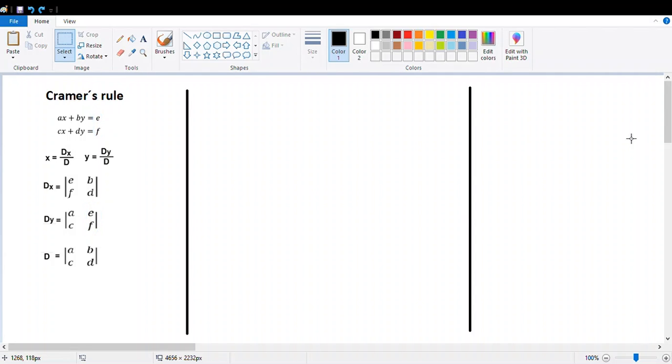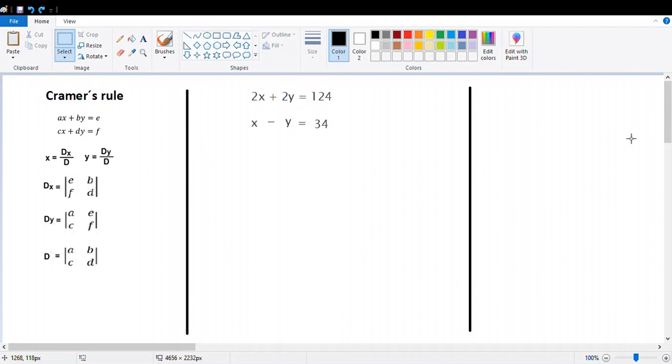And finally, the determinant of the system is really simple because it is the x column first, and the second column is the y column. I think it's very simple. Just keep that information in mind. It's going to be really useful for you. Okay, now let's use Cramer's rule to solve this system.